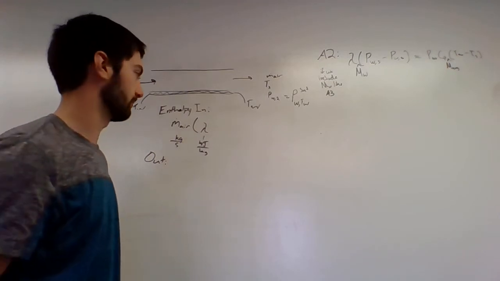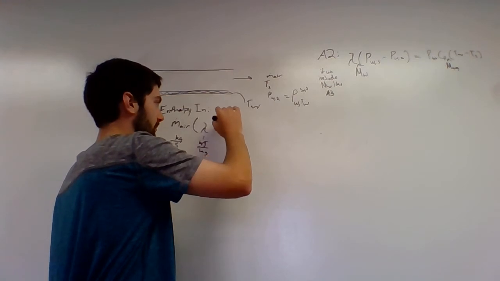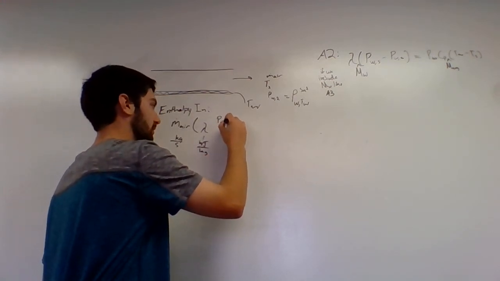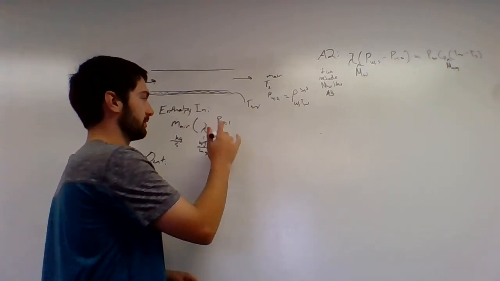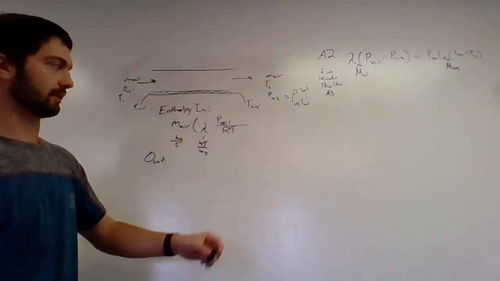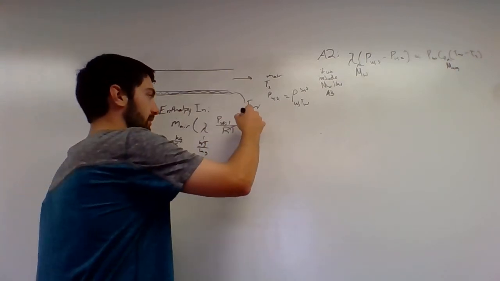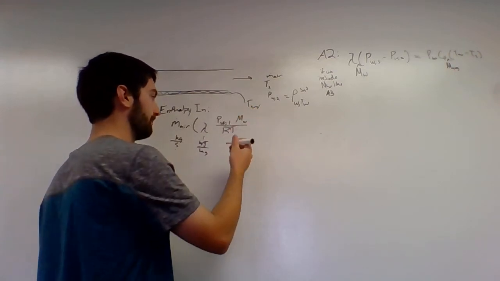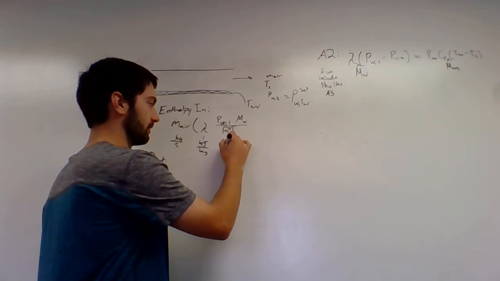So now we want kilograms of water. We can get moles of water going in with our partial pressure of water in the air initially over RT. And as I said, that's going to be moles of water per cubic meter. To get it to kilograms, we want to multiply by the molecular weight of water.